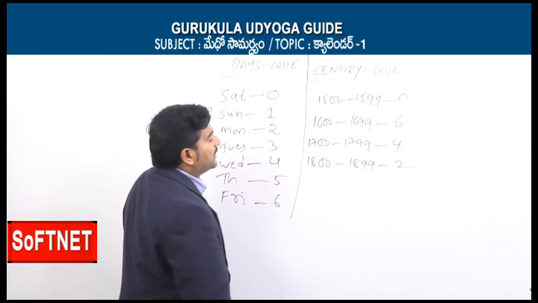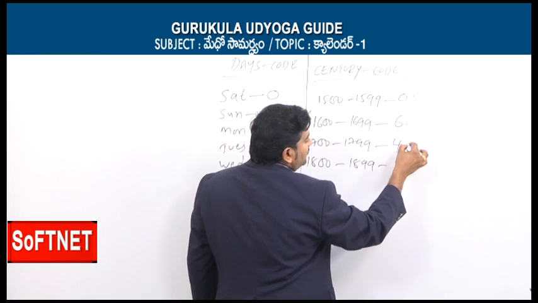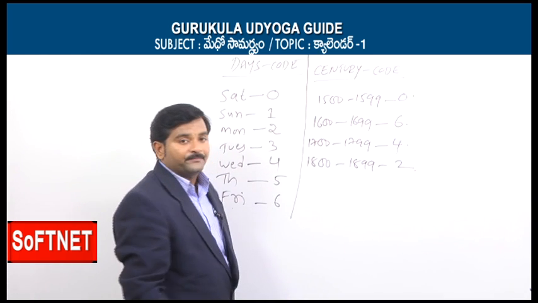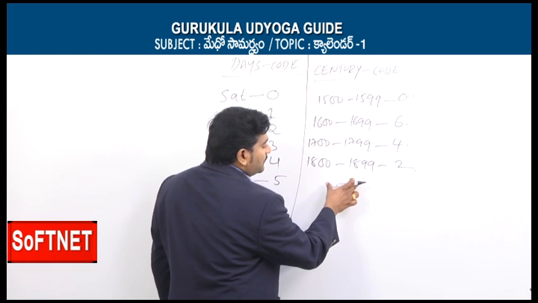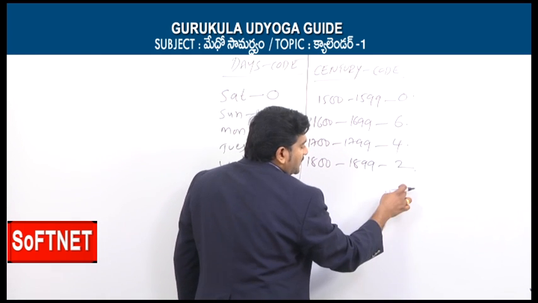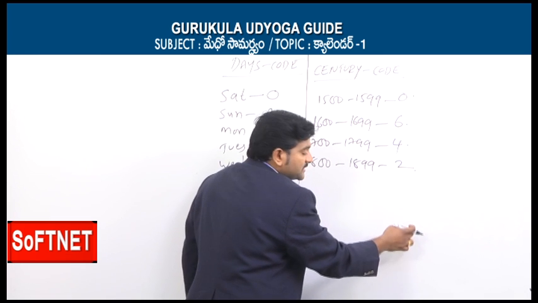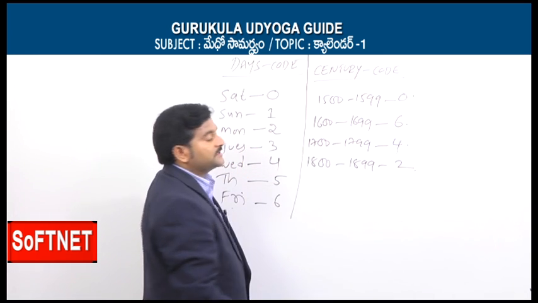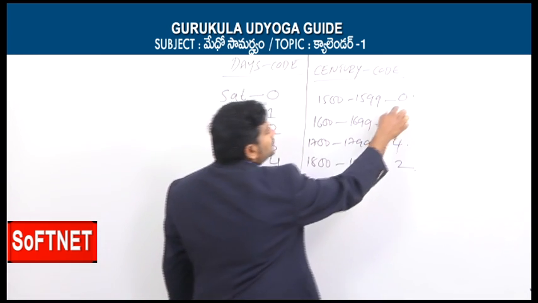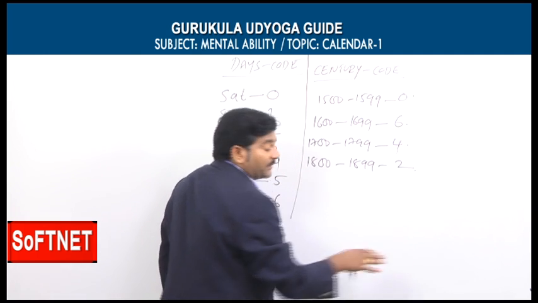So if you observe here, fortunately 0642 will keep on repeating. What I mean to say is, if I want to get the next century, again 0 will come. For the next, again 6 will come. For the next, again 4 will come. Again for the next century, 2 will come. So 0642 will keep on repeating.